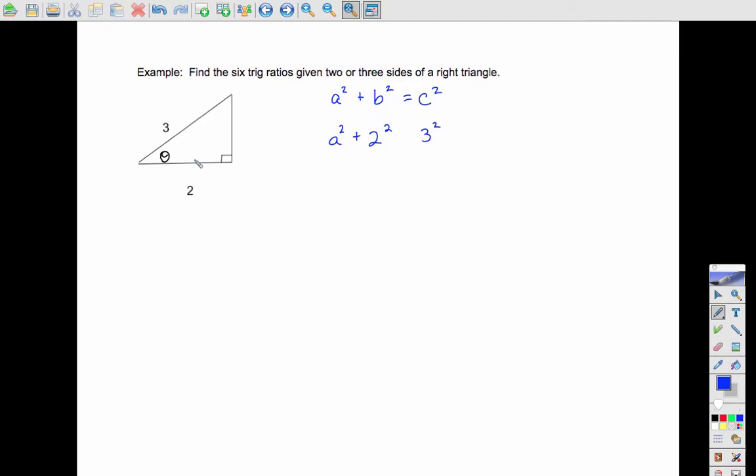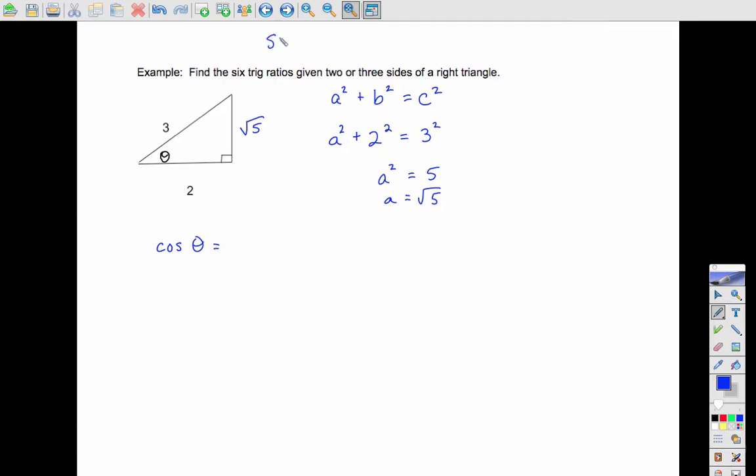So the first thing you would want to do is find this third side. Okay, 2 squared plus a squared equals 3 squared, so 4 plus a squared equals 9, and we subtract 4 from both sides. So a squared equals 5. So that means this side is going to be the square root of 5. Okay, so first step is to find this third side, and then all we're doing is writing down the 6 ratios in terms of this angle right here, theta.